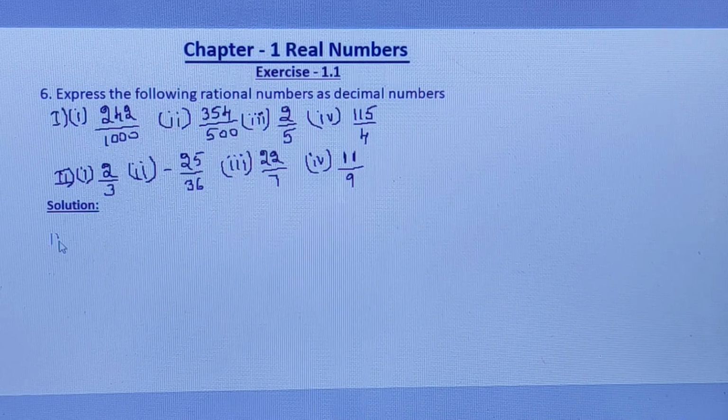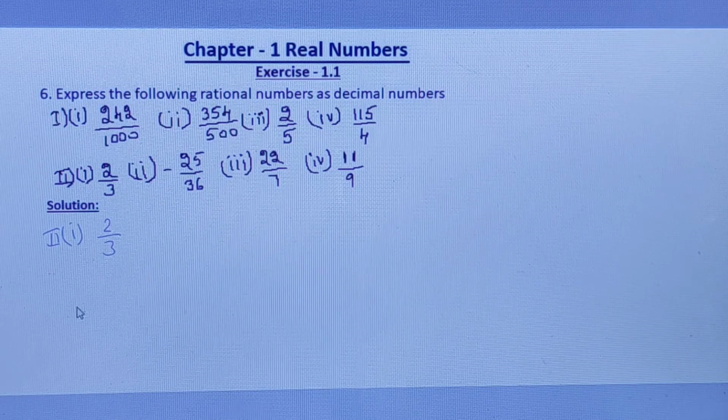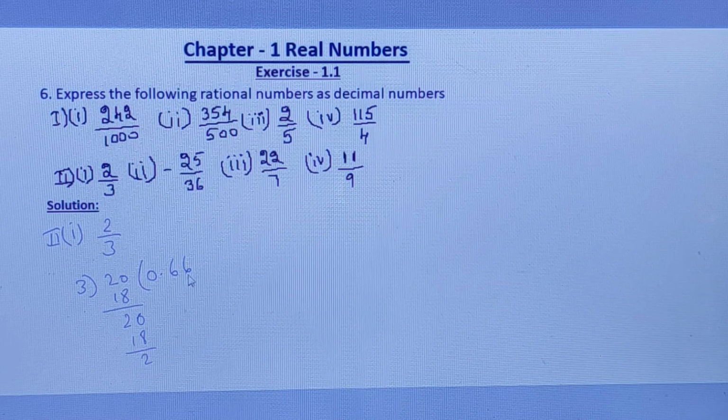Solution to the second one, first bit, 2/3. So let us divide this. 0. 6, 18. So 2 is the remainder. So 0, 6 again 18. Again 2 is the remainder, right? 0, 6, 18. Again 2 is the remainder. So this is nothing but 0.666, so on, which can be written as 0.6 bar.